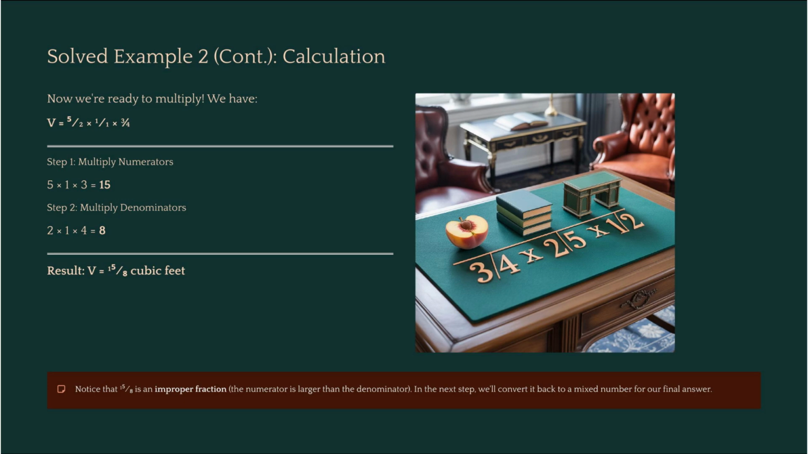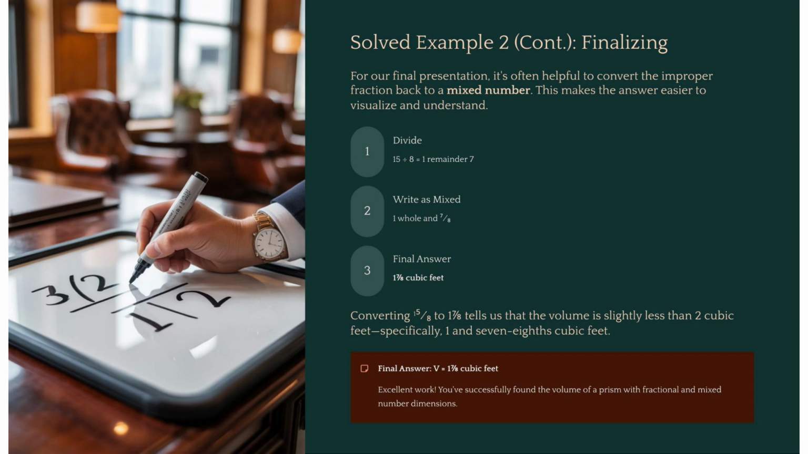Multiplying the numerators gives us 5 times 1 times 3 equals 15. Multiplying the denominators gives us 2 times 1 times 4 equals 8. Our result is 15/8 cubic feet. The fraction 15/8 is an improper fraction, meaning the numerator is bigger than the denominator. While mathematically correct, it's generally better to convert it back to a mixed number for the final answer.